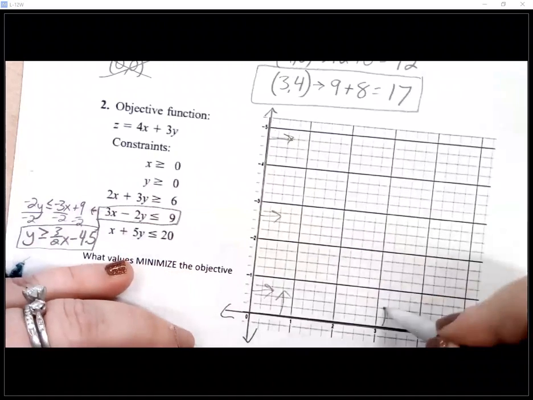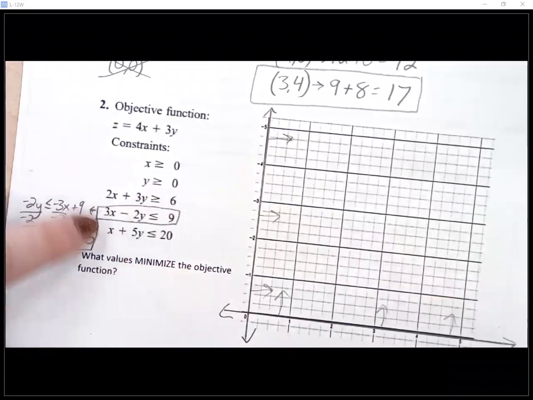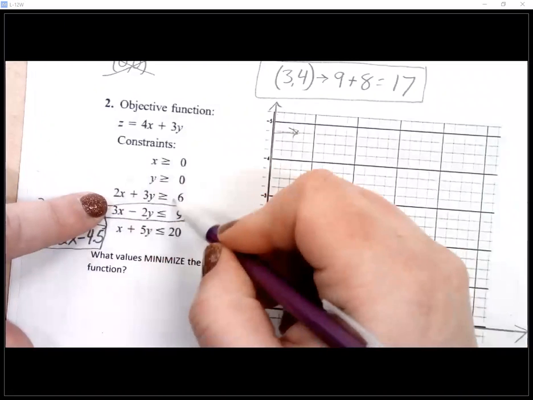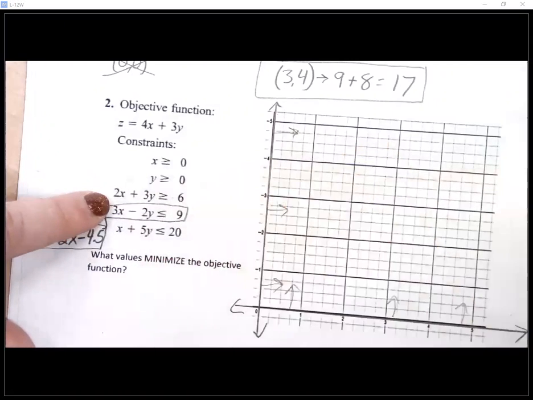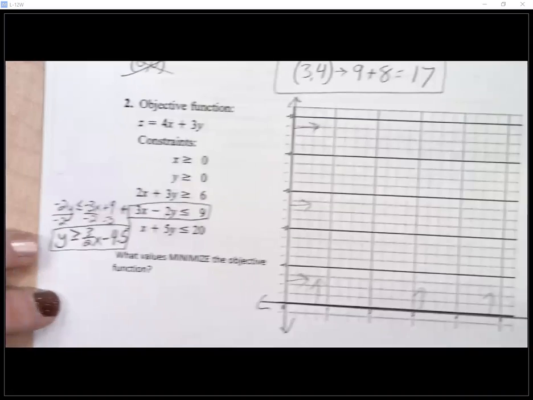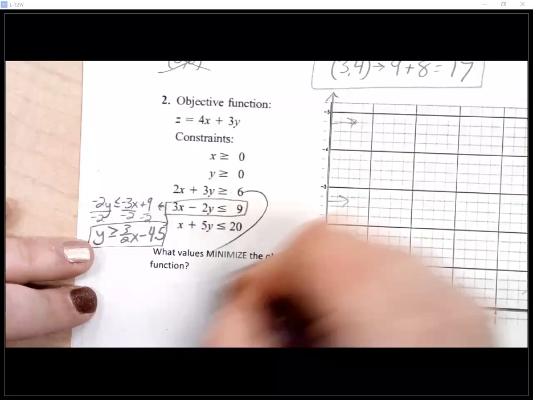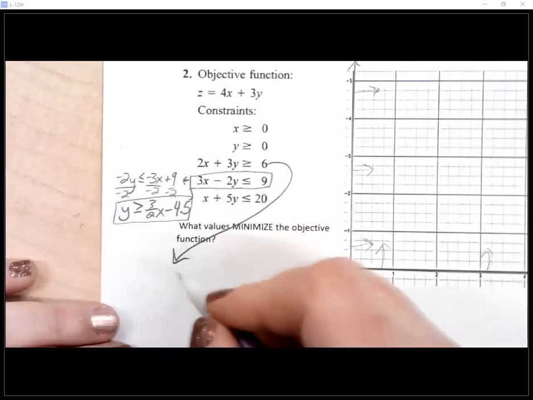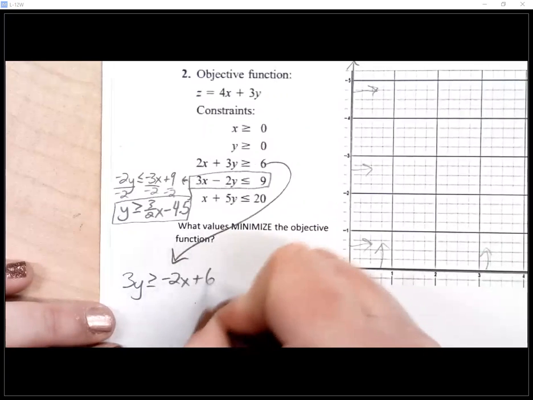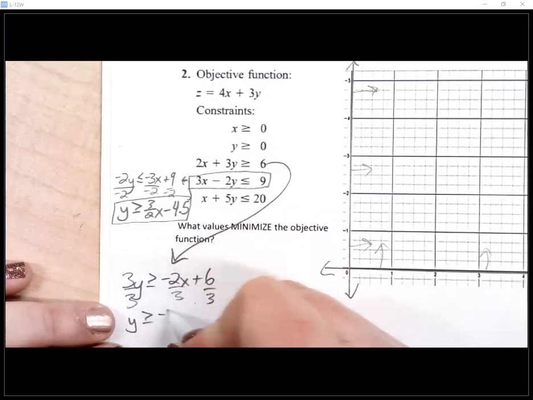Okay, great. Now, these other ones, I don't have them in y equals mx plus b form yet, so I'm going to take a minute and get them there. This first one, we're going to minus that 2x over, and then divide everybody by 3. I didn't leave myself a ton of room, so I'm going to do it down here. So I'd have 3y greater than or equal to a negative 2x plus 6. Now we're going to divide everybody by 3. So that first one, rewritten in slope-intercept form, is there.